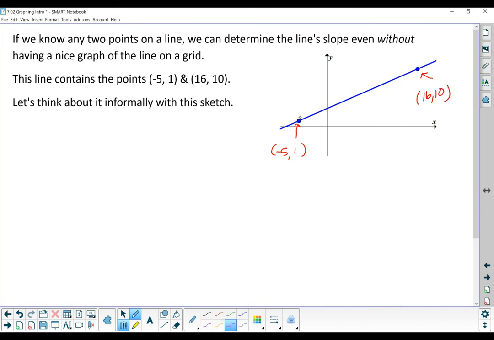Well, let's think about how much it went up. Well, it started at a height of 1 and went up to a height of 10. So from 1 to 10 means that this went up 9 units, because it didn't start at 0. If it started at 0, it would have gone up 10, but it started at a height of 1. So our rise, delta y, is 9.